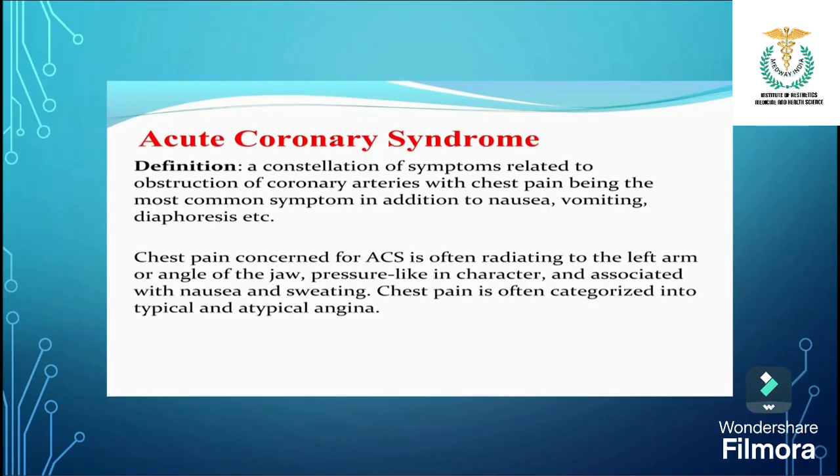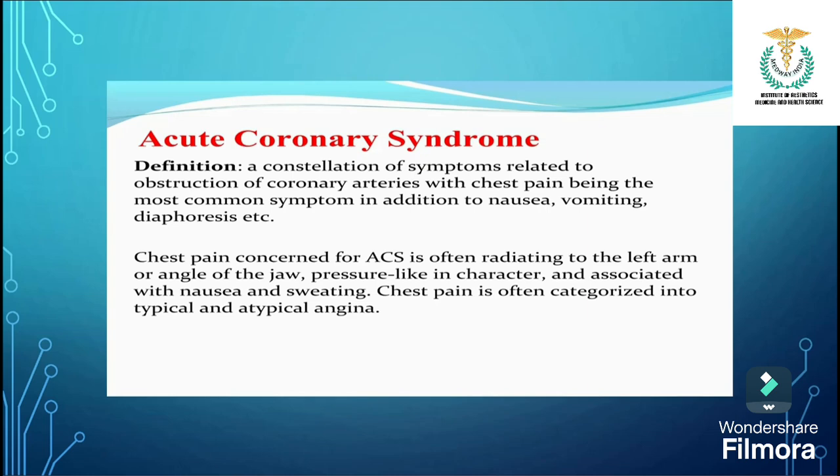Acute coronary syndrome. Now, what is the definition of acute coronary syndrome? A constellation of symptoms related to obstruction of coronary arteries, with chest pain being the most common symptom in addition to nausea, vomiting, and diaphoresis.